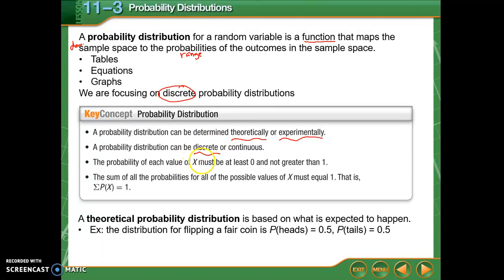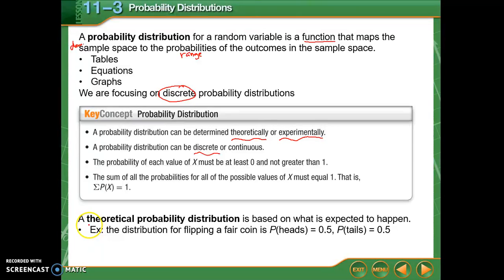Remember that each probability has to be between 0 and 1. It can equal 0, and it can equal 1, but probabilities can't be larger than 1 because 1 means 100% chance. And the sum of all of the probabilities must equal 1.